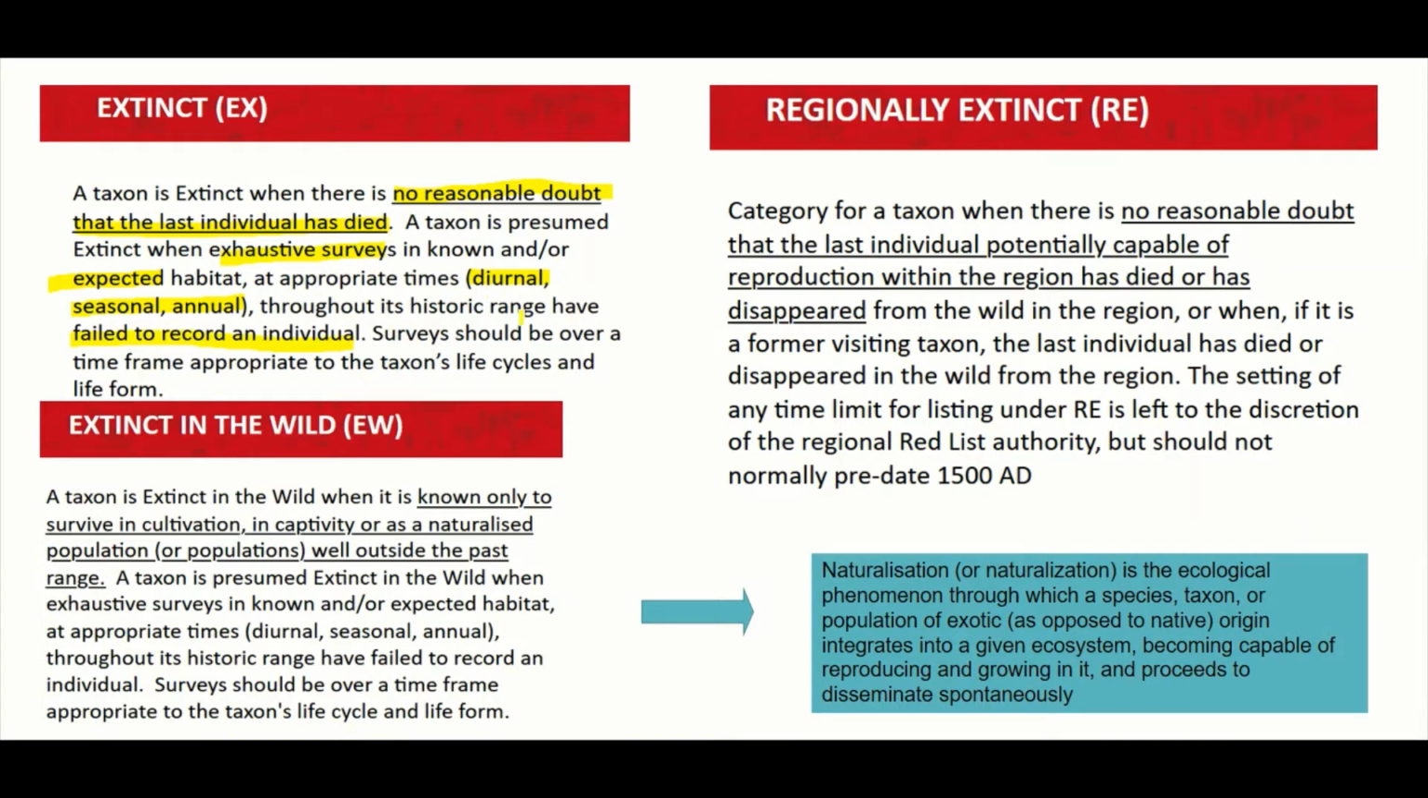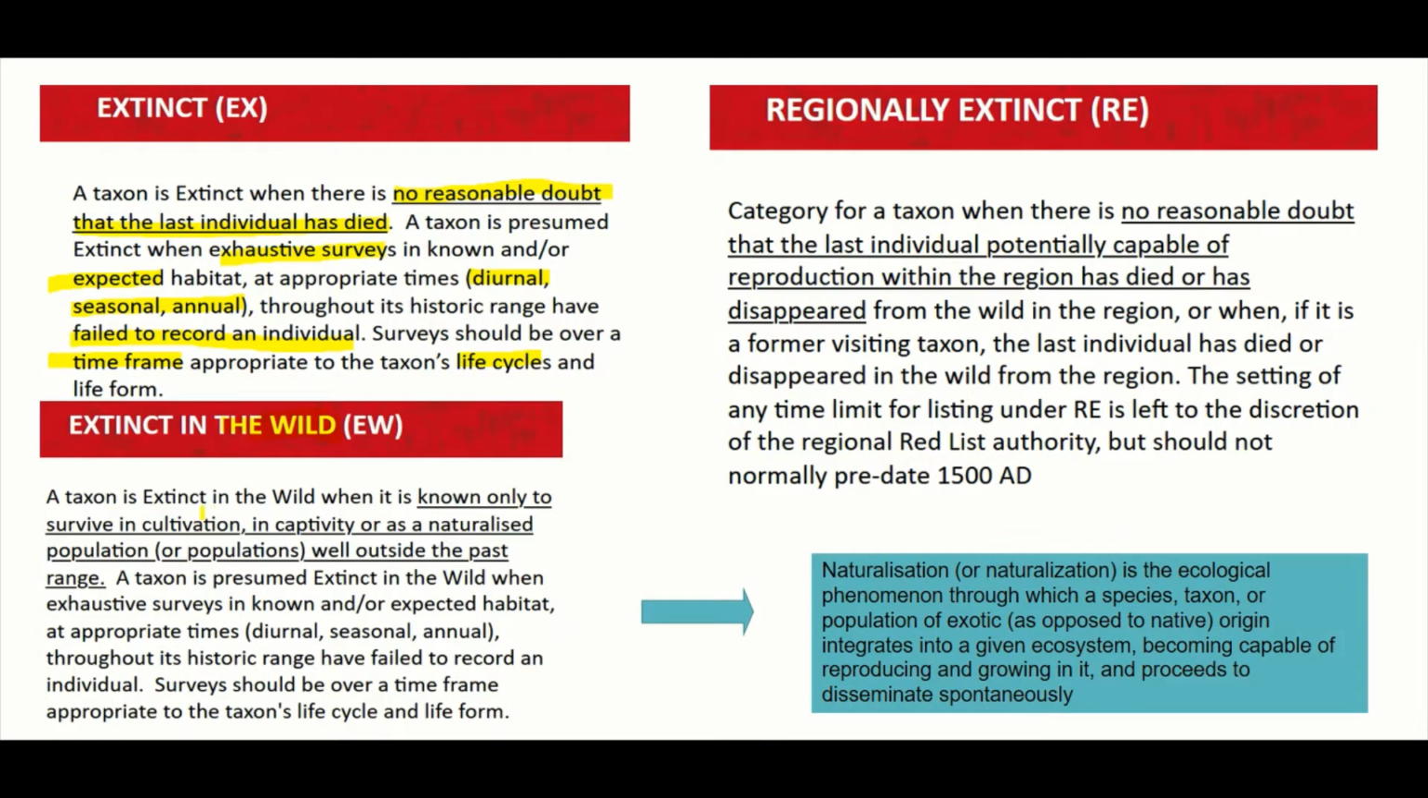So we look at extinction with an exhaustive survey. We check the known habitats, the expected habitats, then we also look at appropriate times for a specific taxon, then of course throughout a historic range, throughout time. If we are not able to record an individual, then you can refer to that as extinct. Surveys should be over a time frame appropriate to the taxon's life cycle and life form. Even the time is considered depending on the taxon's life cycle and life form. That is extinct.